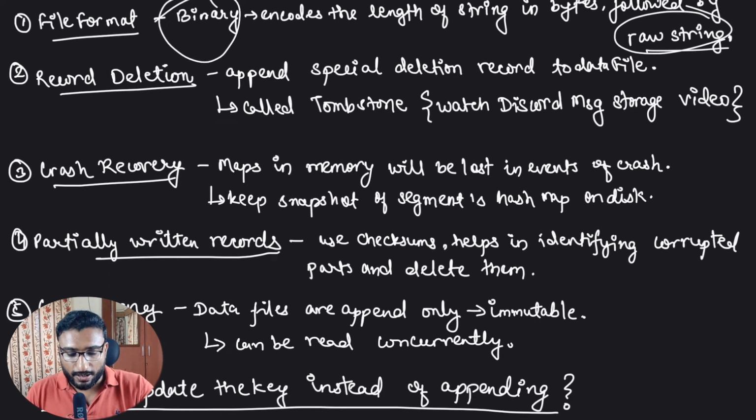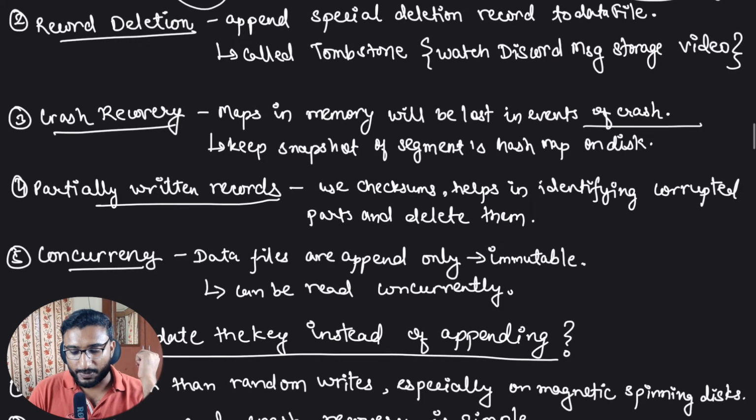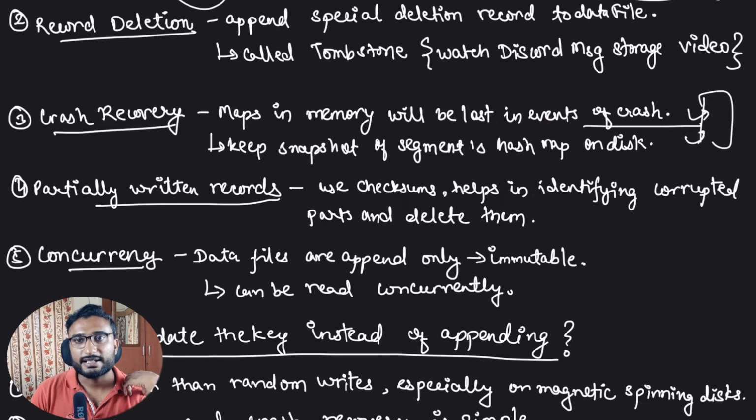Crash recovery. What happens if the hash table you are maintaining is crashed? Maps in memory will be lost in events of a crash. So what you can do is keep a snapshot of the hash table which you are maintaining in memory on the disk. Okay, so whenever a crash happens, you can retrieve the data from disk. Partially written records: it can happen that I was trying to store the data and at that time the crash happened. So you can maintain checksums to ensure that you ignore the partially written data.